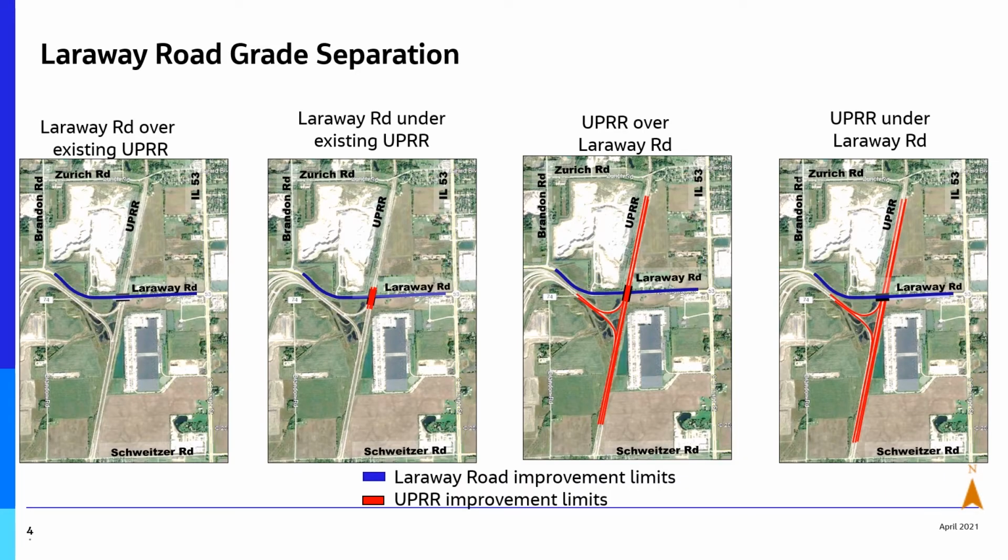The common elements, excluding the Route 53 intersection, were combined to develop 4 alternatives for the Laraway Road corridor that physically separate the railroad tracks from Laraway Road. Each of the 4 alternatives considered include reconstruction and widening of Laraway Road.